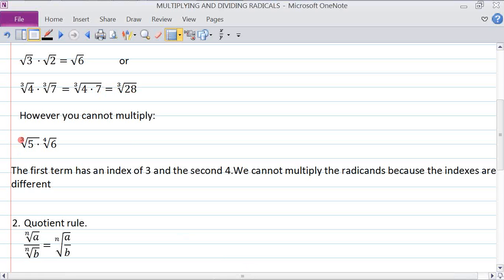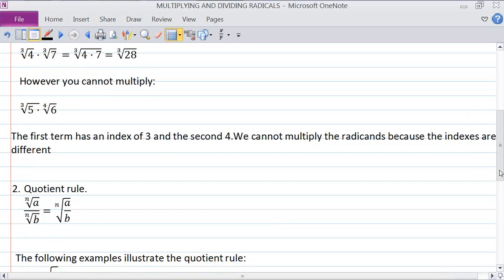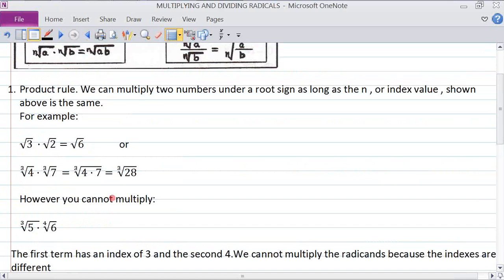Now you can't multiply the cube root of 5 times the fourth root of 6, because the index is different here. Here, this index is the same as that one. This is an implied 2, this is an implied 2, and this is an implied 2. So, as long as the index is the same and you're multiplying, you can just multiply the terms inside the radical.